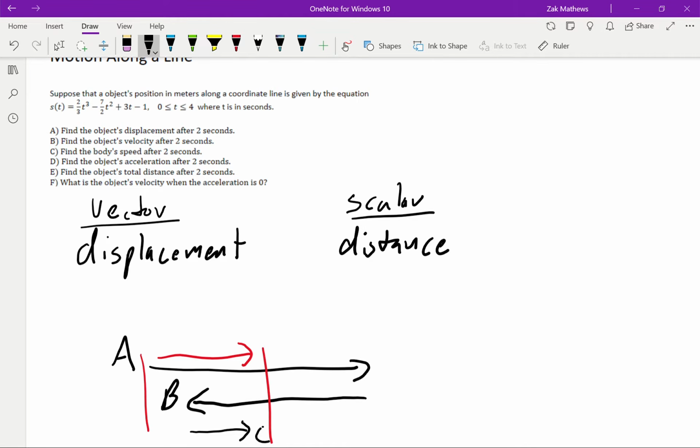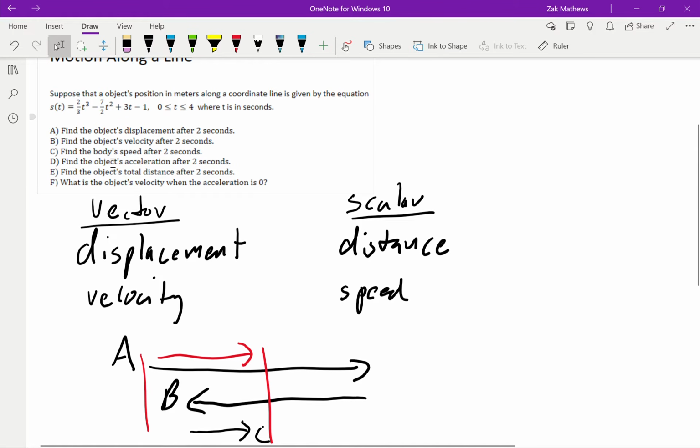Other vectors versus scalars: velocity is a vector. Speed is a scalar. Nice alliteration there, it makes it easy to remember. Velocity cares about direction, so we can have a positive or a negative velocity. Positive is moving forward, negative is moving backwards. For speed, all we care about is how fast we're going. We don't care if we're going forwards or backwards, it's just the total speed. So keep these ideas in mind.